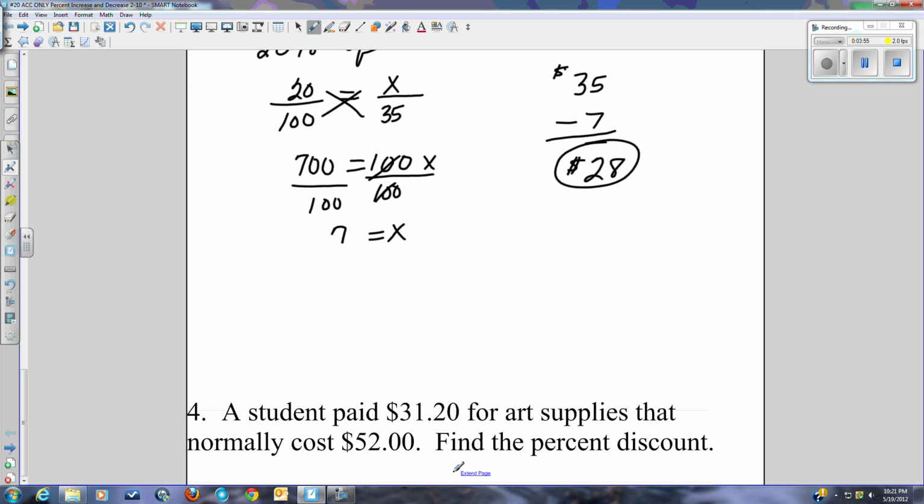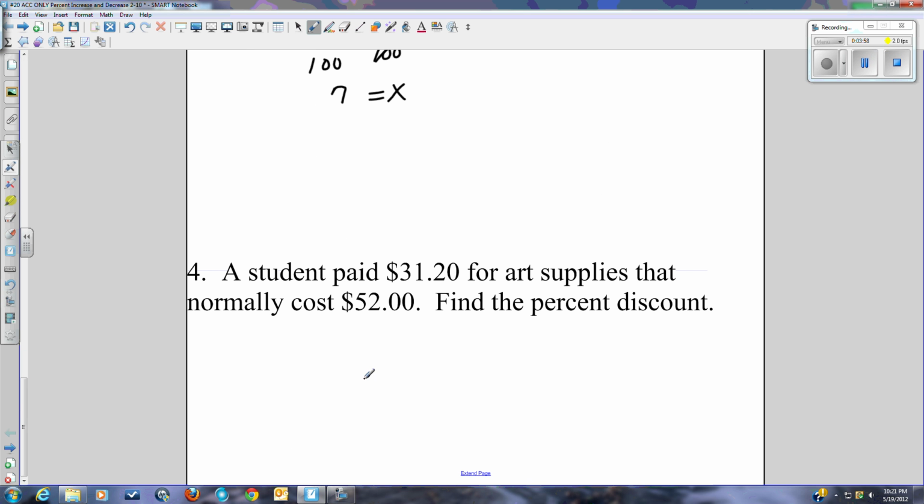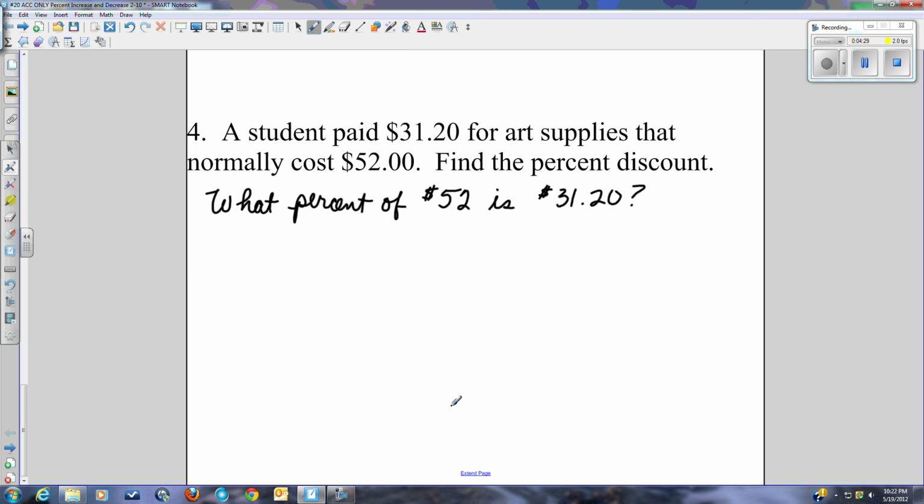So let's move on. A student paid $31.20 for art supplies that normally cost $52. Find the percent discount. So let's see how we can rephrase this. Let's write it as what percent of $52 is $31.20. So we've seen problems like this before.